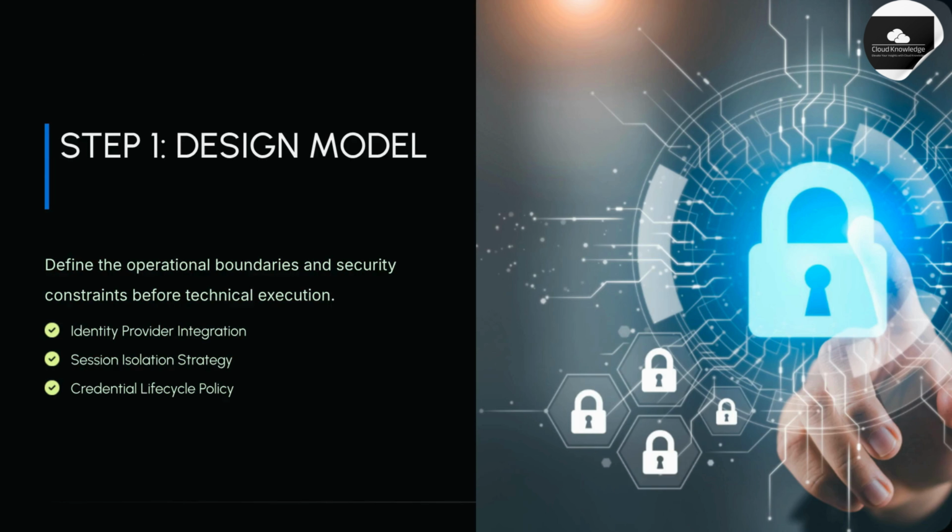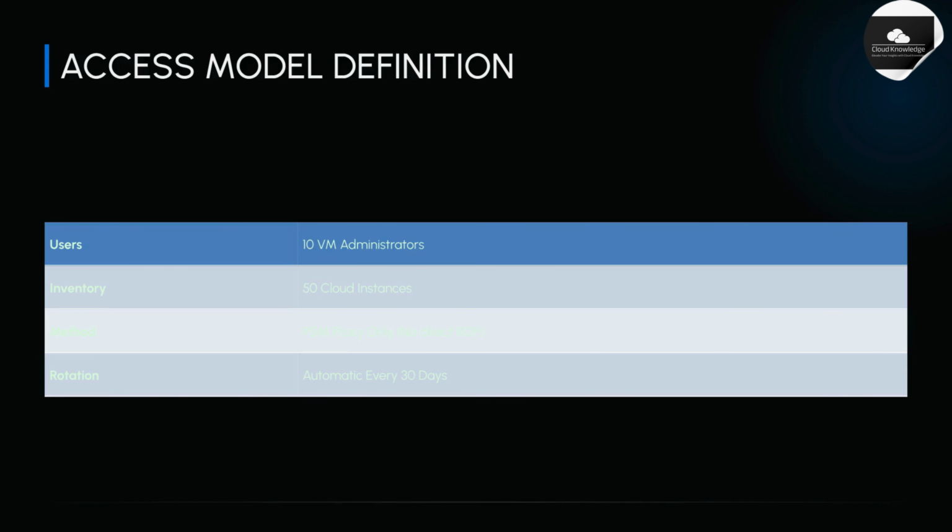Step 1 is the design model. We define operational boundaries, security constraints, including identity provider integration, session isolation strategy, and the credential lifecycle policy. The access model definition specifies 10 VM administrators, 50 cloud instances, and automatic rotation every 30 days.